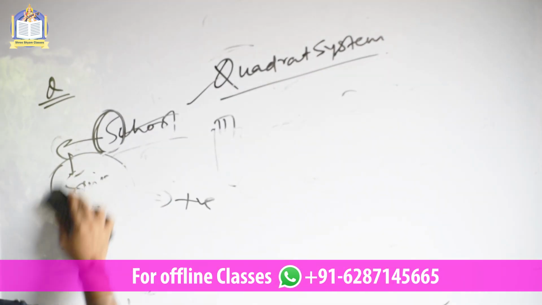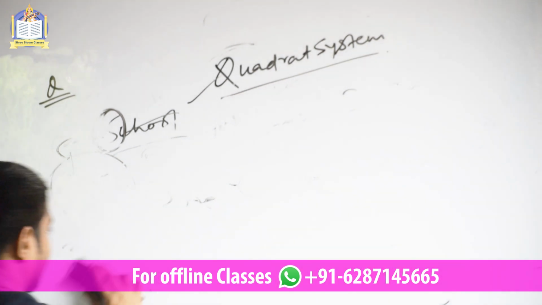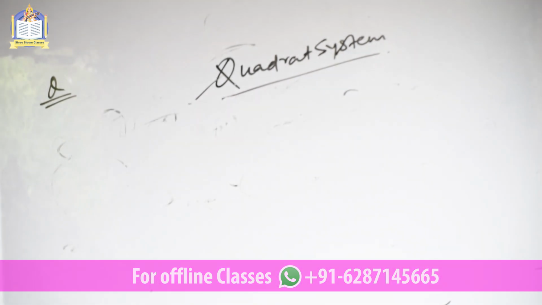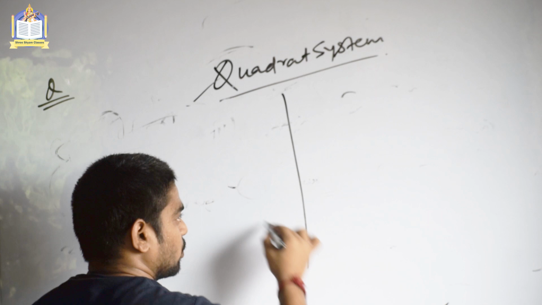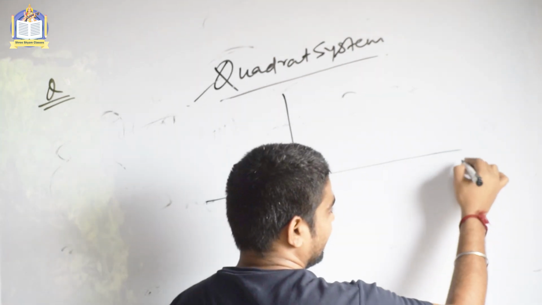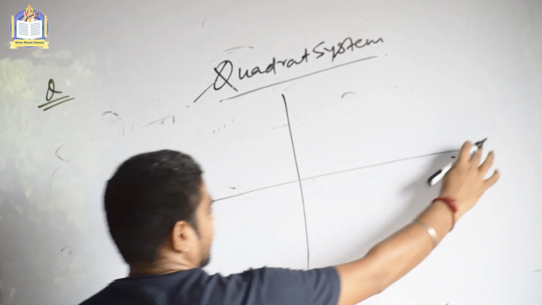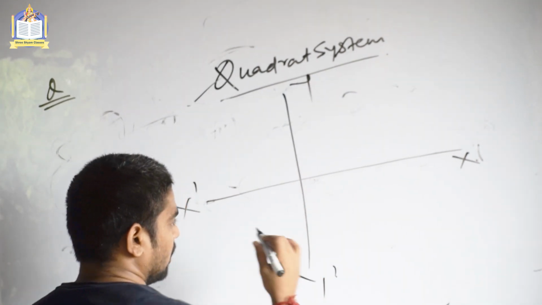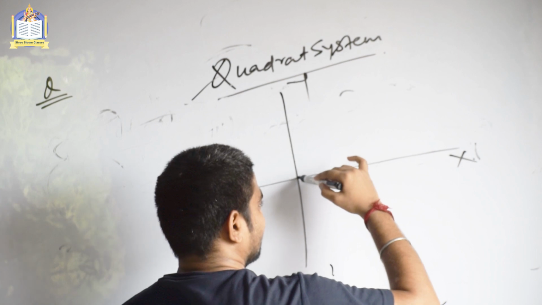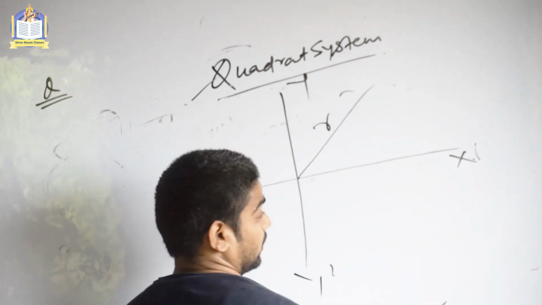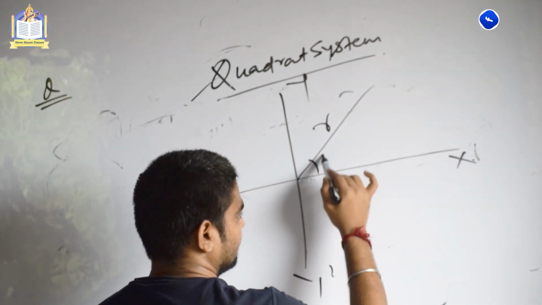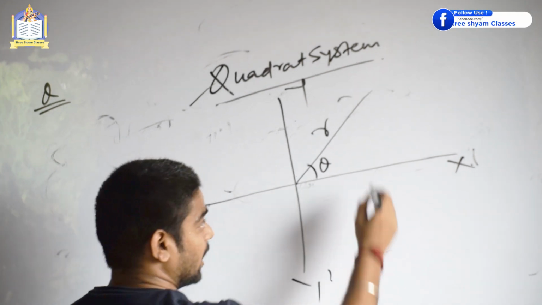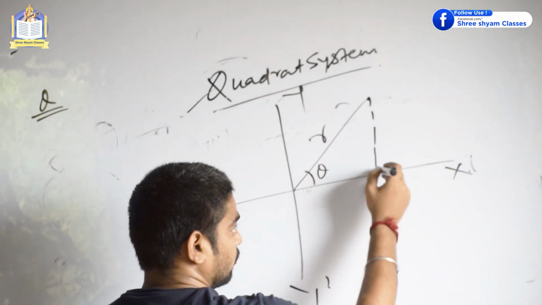So here we go. See, this is the quadrant. Here x is positive, here x is negative, y positive, y negative, right? So let's take an angle theta, and radius r. This angle is theta. Now draw a perpendicular from here.